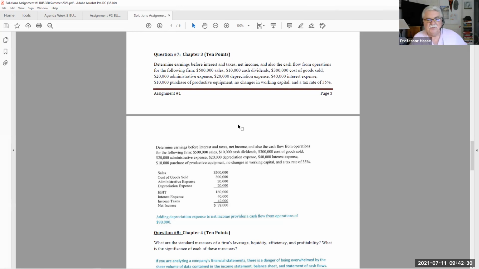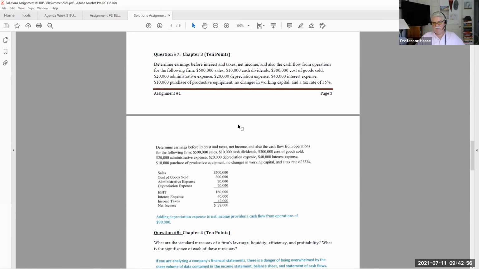$10,000 purchase of productive equipment. There you're purchasing an asset. That is not an expense. You're purchasing an asset, that's cash flow from investing. So that has nothing to do with this problem, also just like dividends. Dividends and purchase of productive equipment have nothing to do with the three data sets we're looking at in this problem.